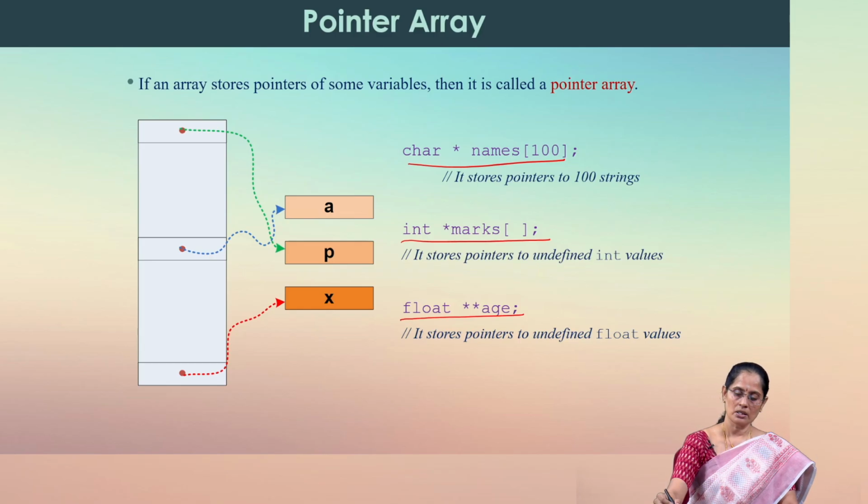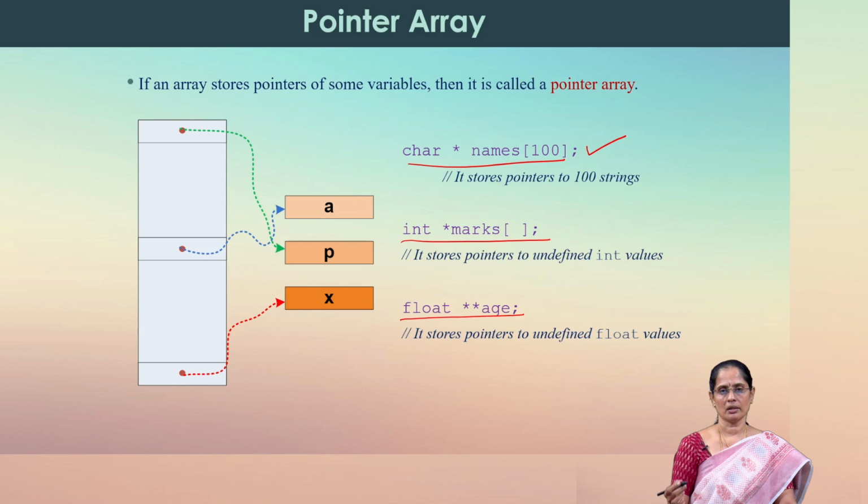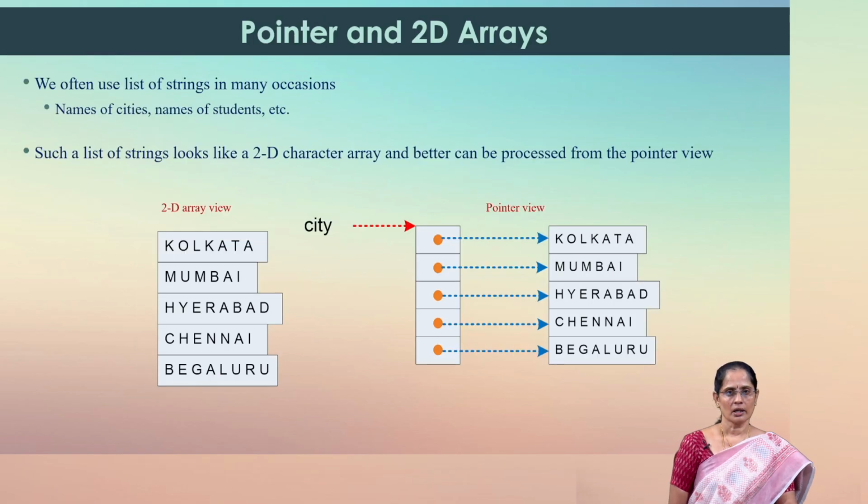In the first case, the pointer array has 100 elements, or you can say it simply stores pointers to 100 strings. Then mark is again an integer type pointer array which points to integer values. Then the third category is a float type pointer array which points to float values, right. Now, let us learn how pointers are handled with two-dimensional arrays.